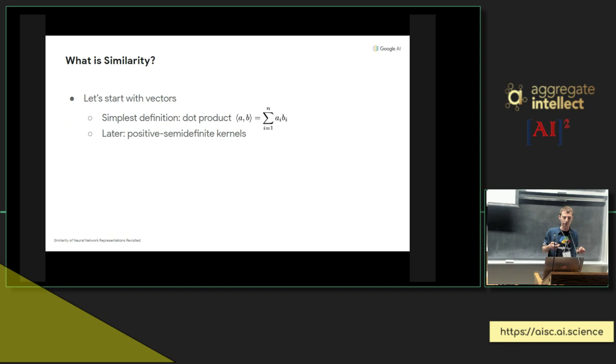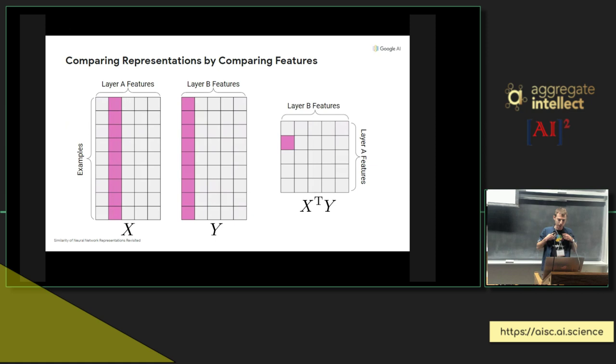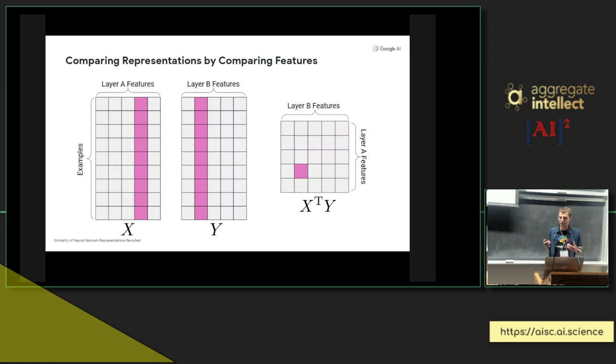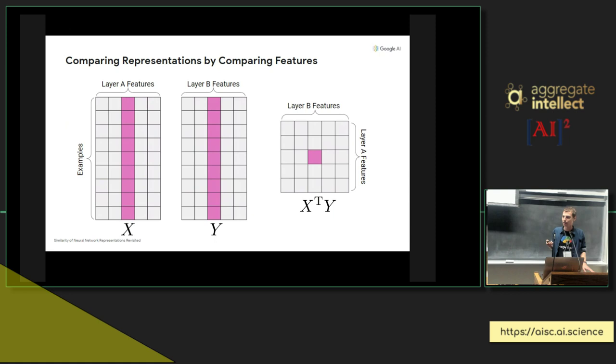So now moving on to this idea of how to compare representations. The simplest way of comparing representations that we can think about is we just take every possible pairing of features between the two representations and we just measure similarity between them. So we take their dot product. And if we do that, we get this matrix X transpose Y there on the right.